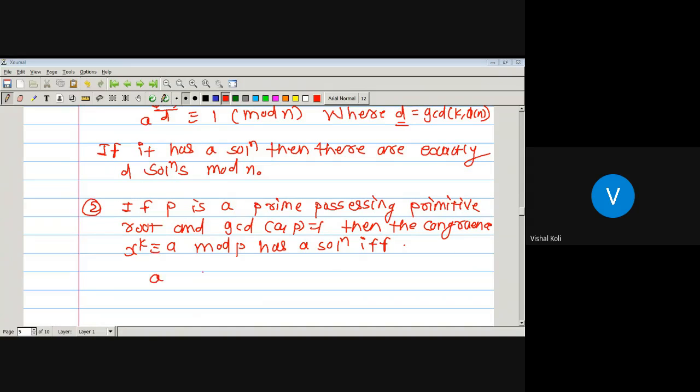a to the power phi of n, that is phi of p. What is the value of phi of p? P minus 1. So a to the power p minus 1 upon d is congruent to 1 modulo p, where d is nothing but GCD of k comma phi of n. Phi of n is here p minus 1. Okay, so if p is any prime, and any integer a is relatively prime to p, then the congruence x to the power k congruent to a modulo p has a solution if and only if a to the power p minus 1 upon d is congruent to 1 modulo p, where d is the GCD of k comma p minus 1.